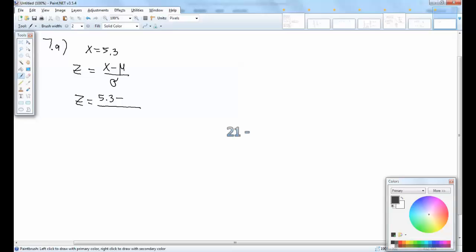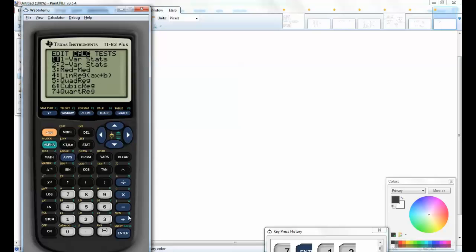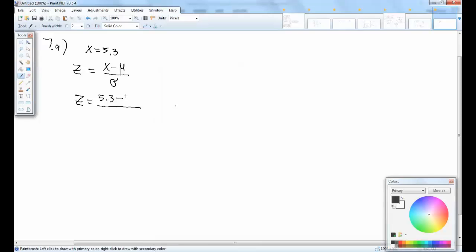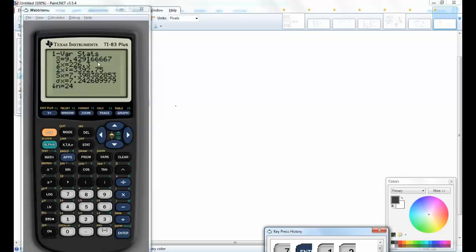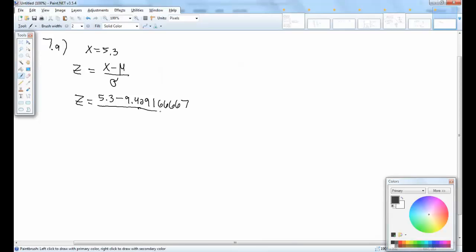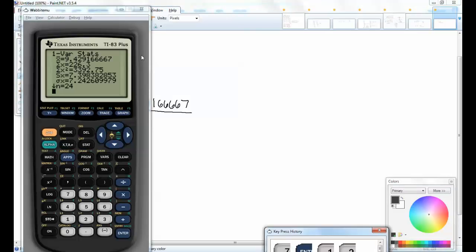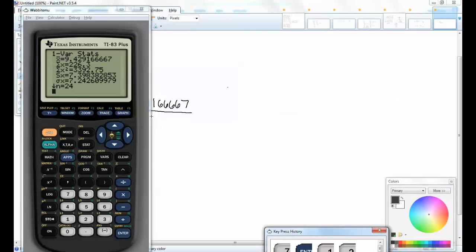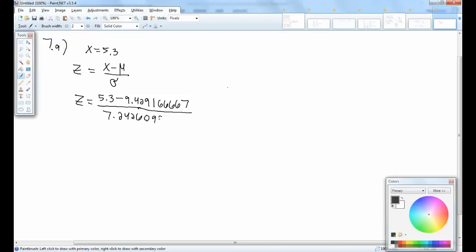One very easy way is if you've got raw data, you can use your 1-Var Stats. So come over here, I'll do stat, right over to calc, choose 1-Var Stats, and press enter. Now x bar is your mu. X bar is your sample mean. It's also your population mean. So we got 9.429, 1, 4 sixes, and a 7. Do not round. If you round in the middle of a problem, sometimes it makes significant differences. Over sigma, which is down here, this sigma x, little o with a flip, 7.2426.